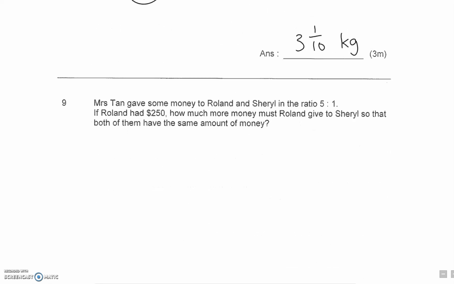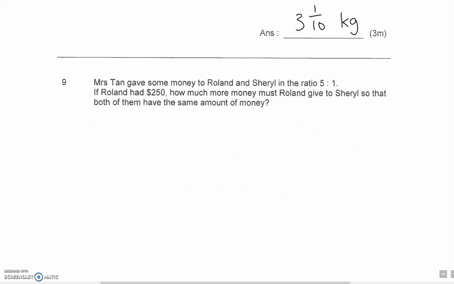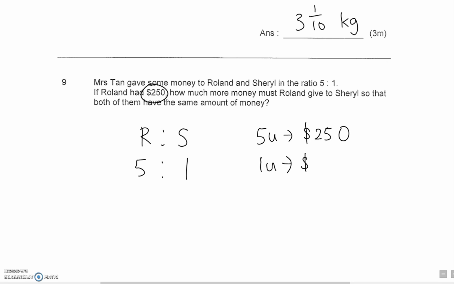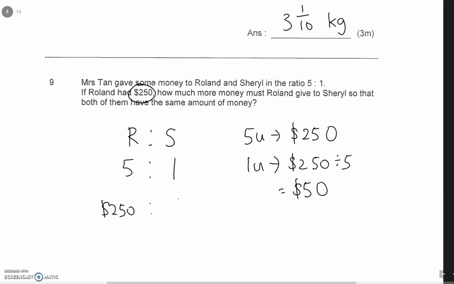Okay, let's go on. You have these 2 people, Mrs. Tan giving money to Roland and Cheryl, and it's going to be in this ratio, Roland and Cheryl, 5:1. Okay, Roland is going to get $250. If you take a look at Roland, Roland has 5 units. So these 5 units would mean that it is a total of 250. So always find 1 unit. We're going to take 250, divide it by 5, which is going to give us $50. Okay, so 5 units represents 250, whereas 1 unit represents $50.